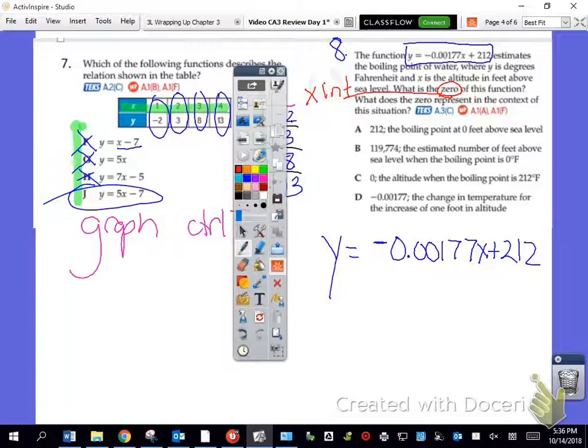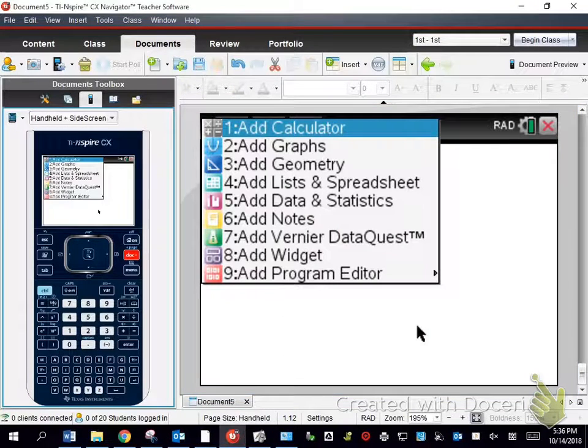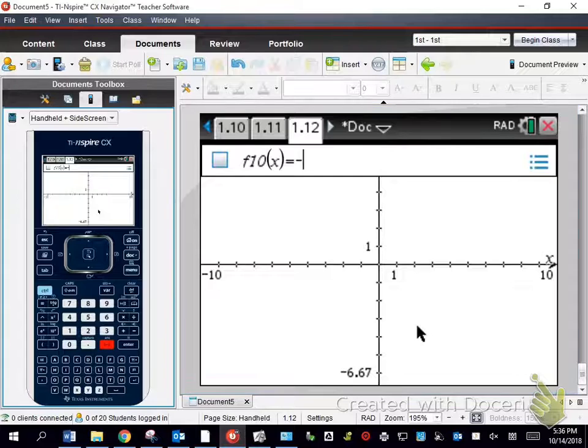Now, there's two ways you can find the x-intercept. You can graph it, and if you can graph it, I would try doing that first. So I'm just going to try it, Control Doc, go to Graphs. So it was negative 0.00177 x plus 212. Enter.